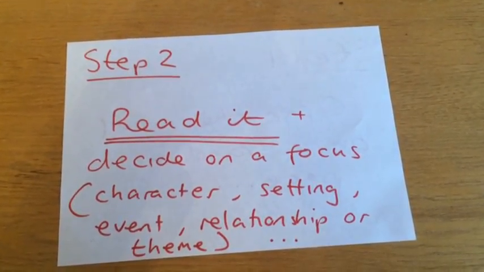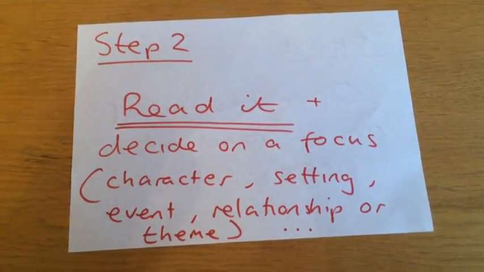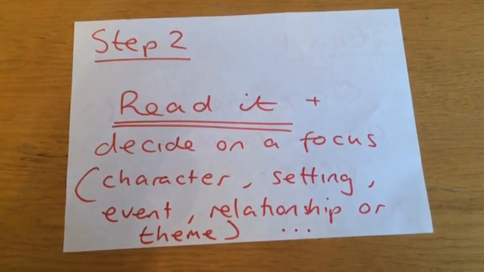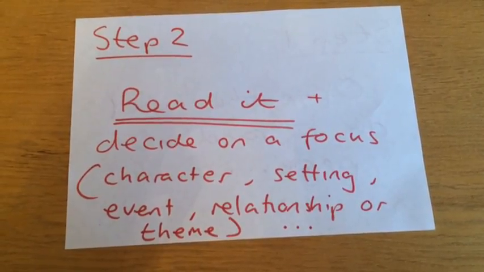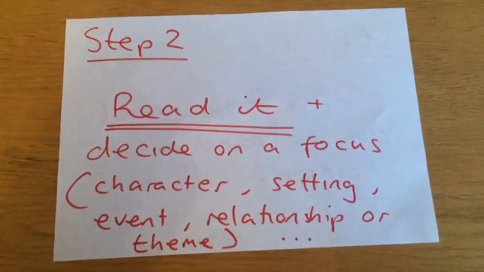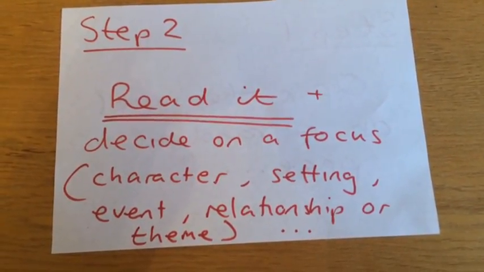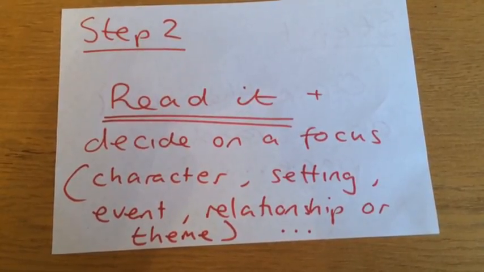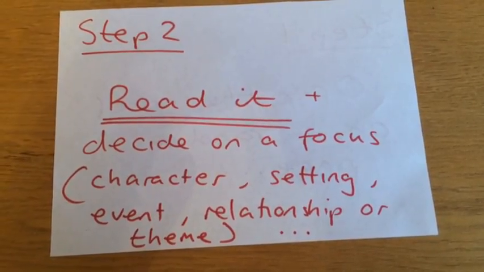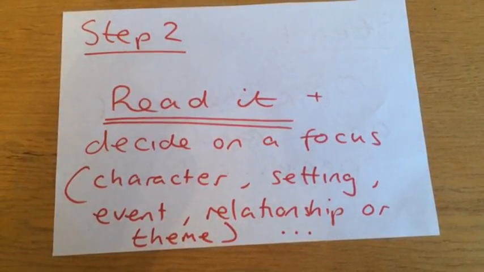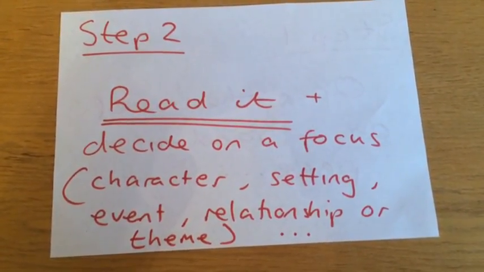Step two is to read the page or pages that you're going to work with and decide on the focus. In any question, whether it's the one where you are given an extract or the one where you select your own extract, the focus is going to be either a character, a setting, an event, a relationship, or a theme. As you read through the extract, you need to decide what the focus would be in the most likely scenario, or if there are a number of things it could focus on, you pick one of them for yourself.